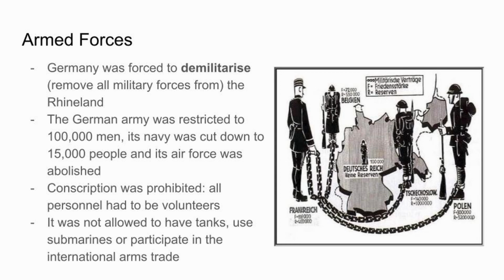It just means remove all military forces from the Rhineland, which is that area nearby the Rhine, nearby France. Its navy was cut down to 15,000 people as well as 1,500 officers, and its air force was abolished. Conscription was prohibited, so all personnel had to be volunteers, and Germany was also not allowed to have tanks, use submarines, or participate in the international arms trade.